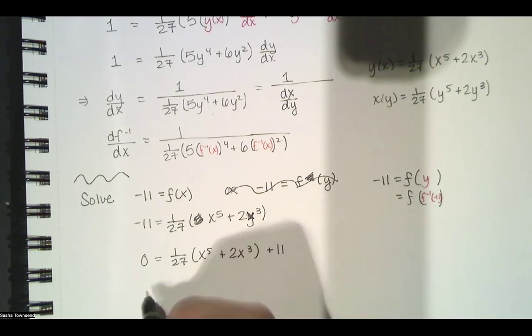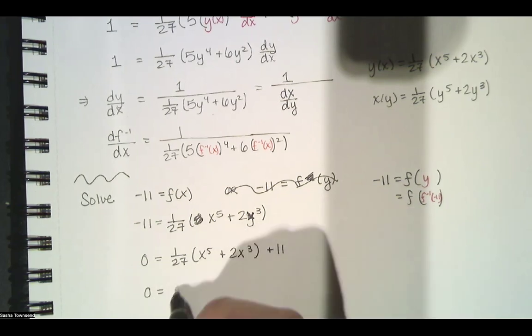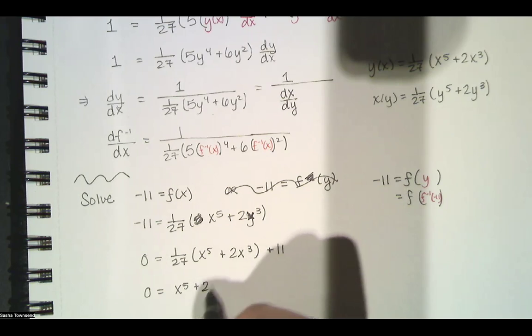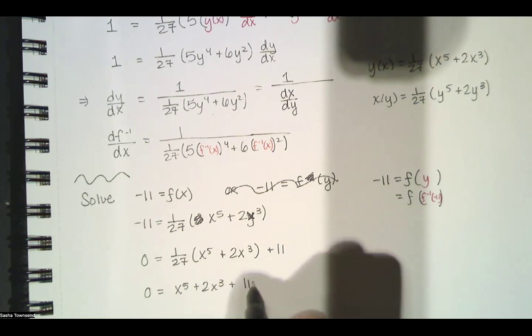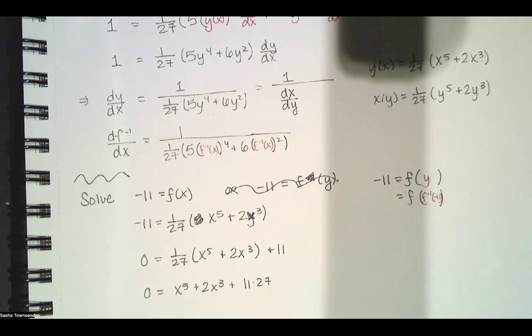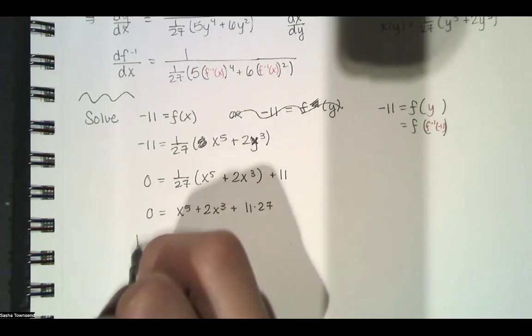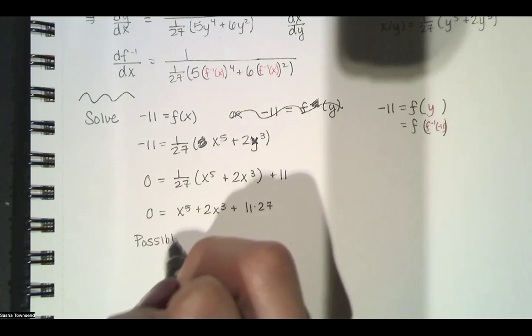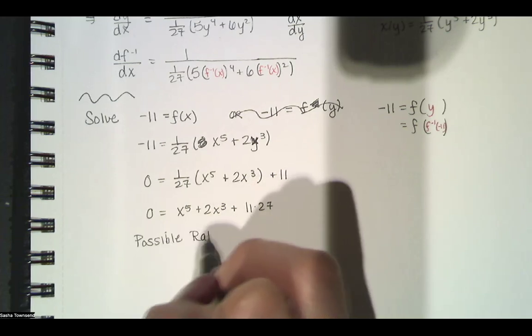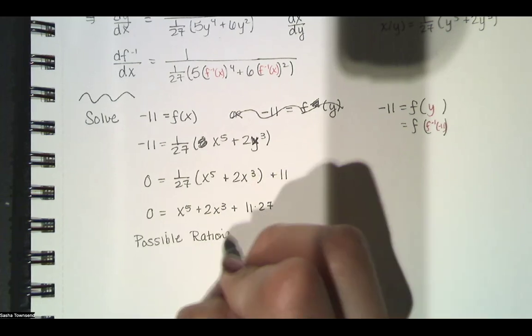And then we could multiply both sides by 27. So you get x to the fifth plus 2x cubed plus 11 times 27. And then we can use what is called possible rational roots. I actually use this a lot in differential equations when we're solving polynomial equations.